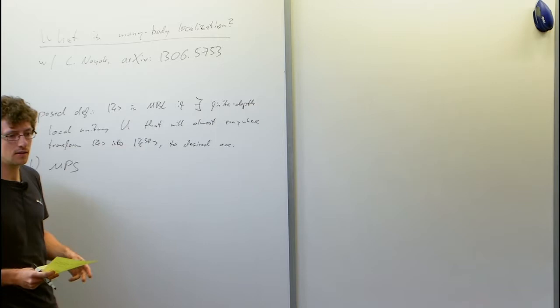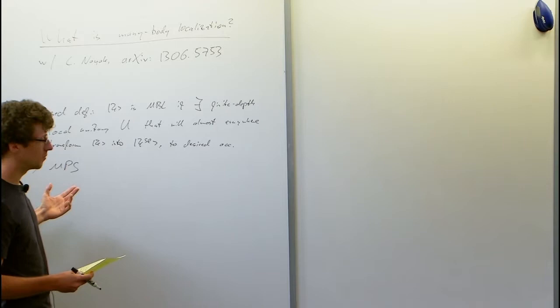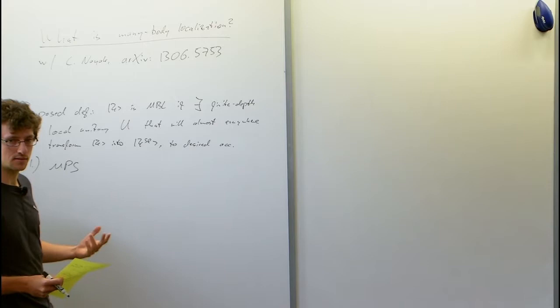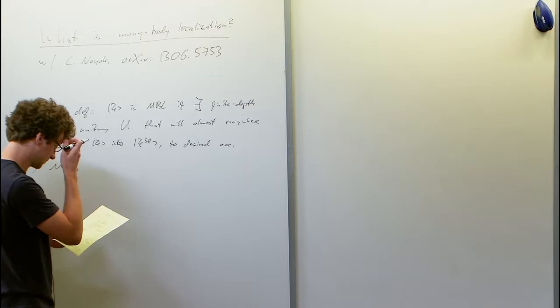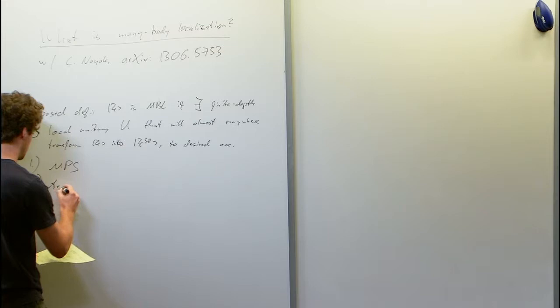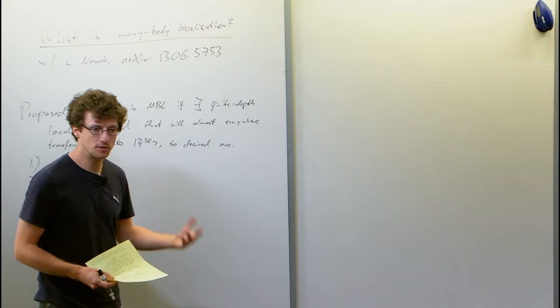And Jeffrey explained yesterday how you would do it if you were given some constants of motion of the Hamiltonian, but in general, how to do that is still an open problem, and there may or may not be a solution to that. This also immediately implies that these states have an area law. A finite depth local unitary can only add so much entanglement to the system. A product state has zero entanglement, so these must have an area law.